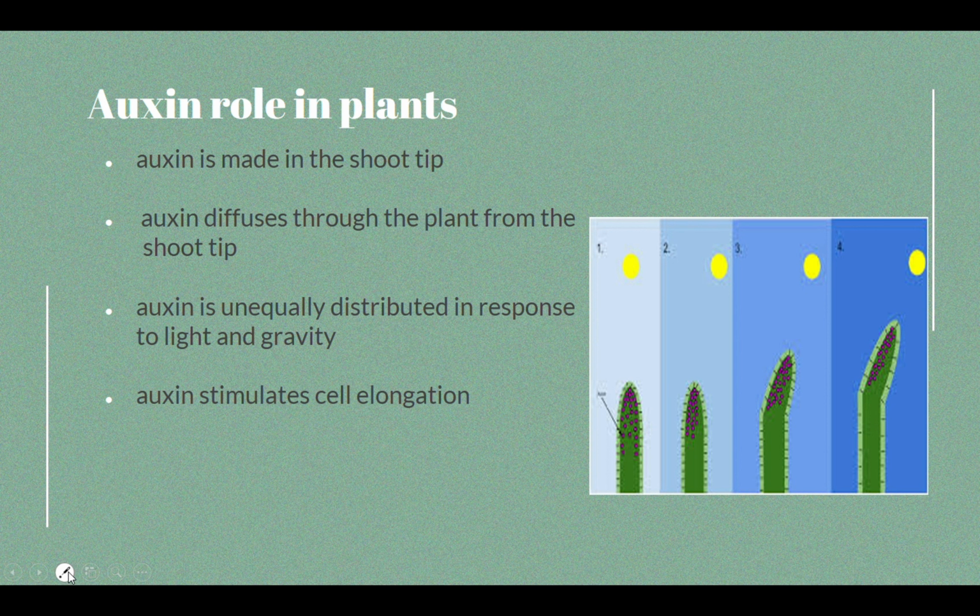Auxin is unequally distributed. I guess I found that in one of paper two. They've asked about this one, whether it is equally or unequally distributed in response to light or gravity. It is unequally, not equally, put that in mind. And the last point is that auxin stimulates cell elongation.